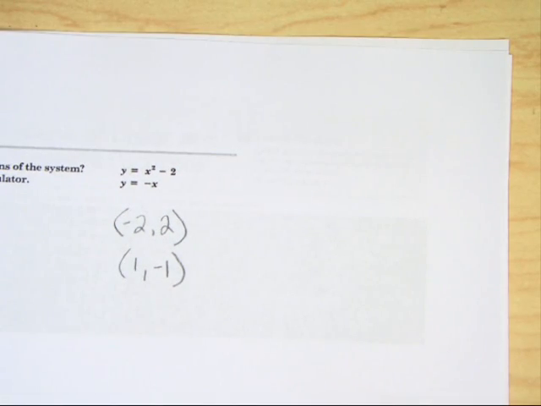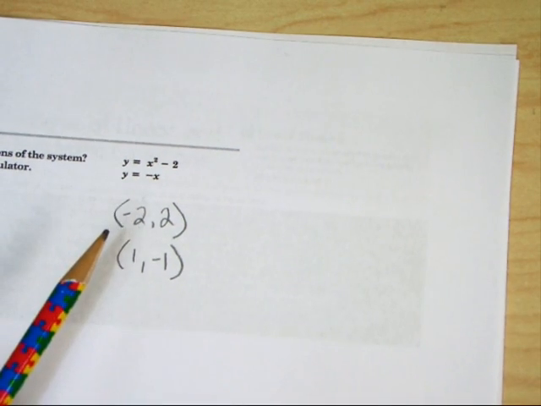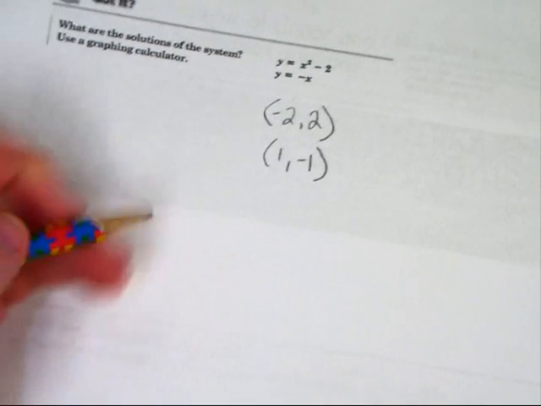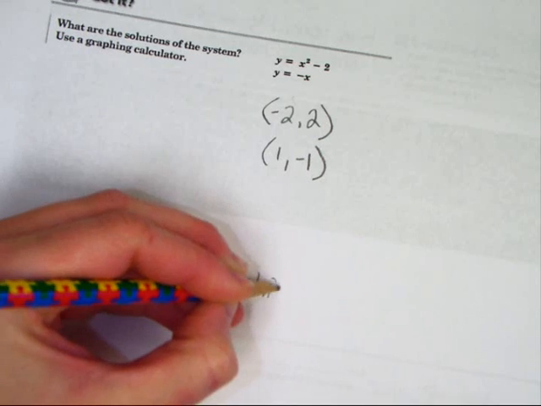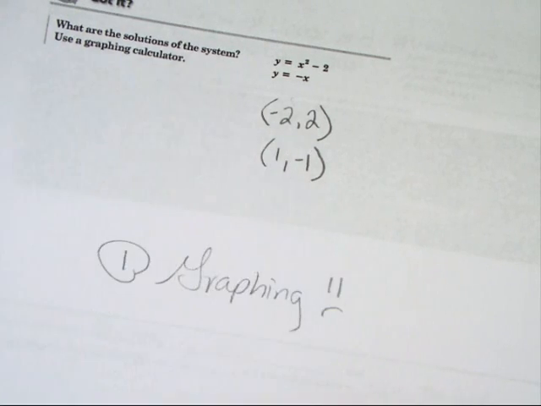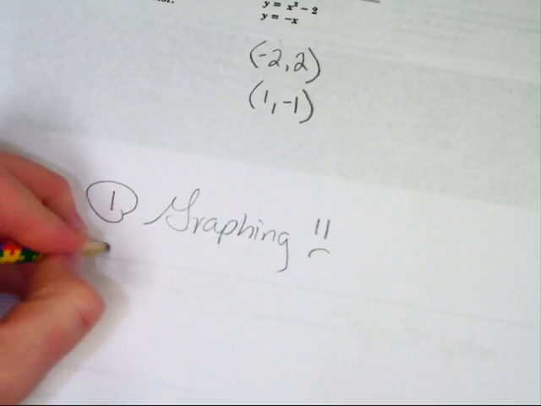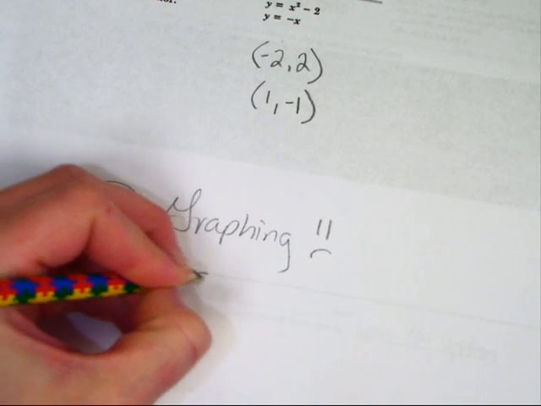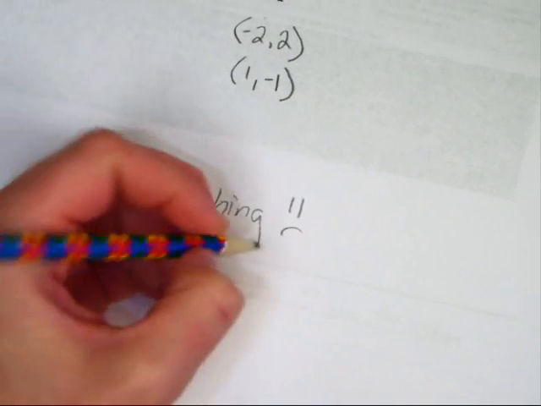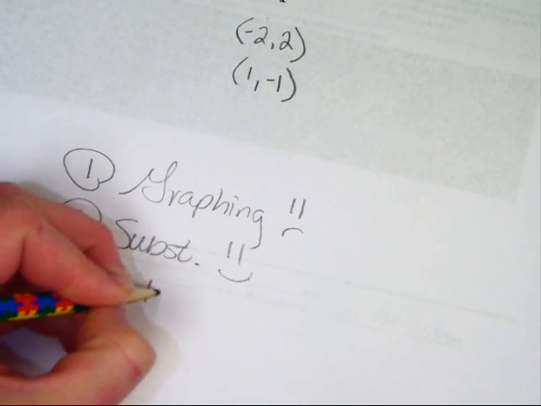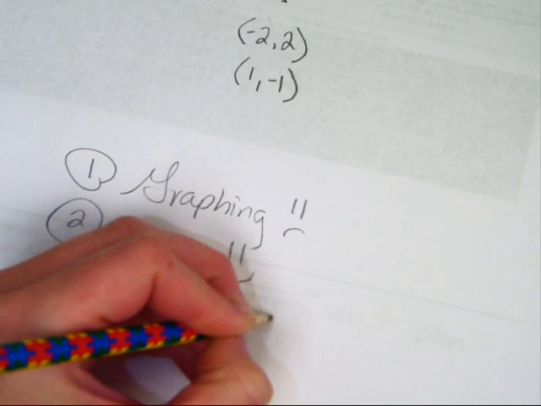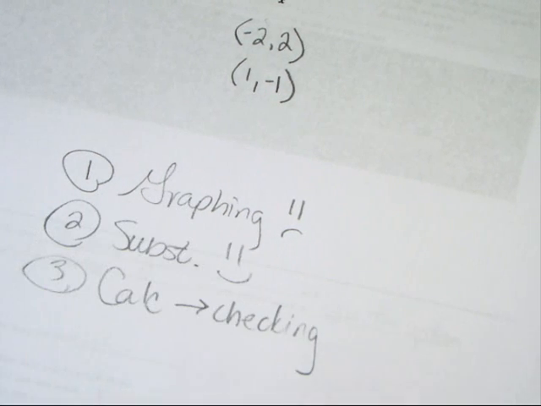Now let me ask you this question. How else could you have solved this? How else did you learn to solve today? Okay, number 1, you learned by graphing. Sometimes that's okay, but sometimes it's not so great. Number 2, you learned by substitution. Substitution is really nice because it helps with the numbers. Third, you learned by your calculator, which is really only good for checking, because you know I always check your work. Alright, I think that's it.